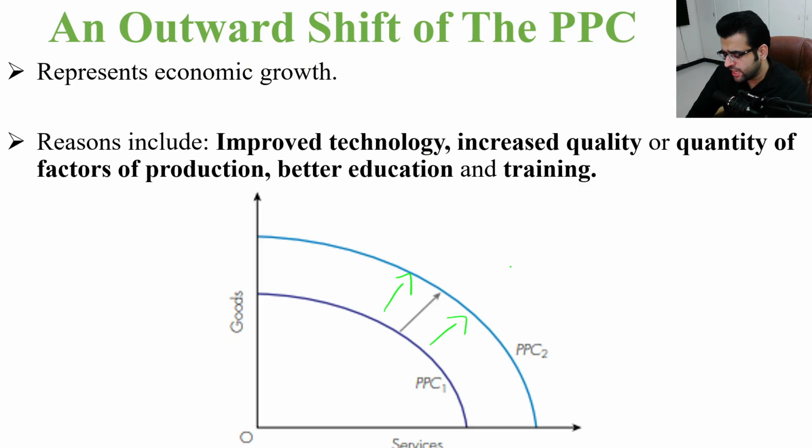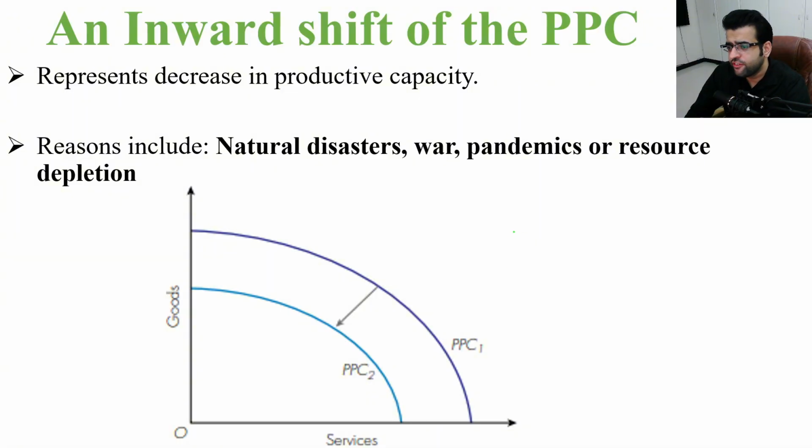The opposite scenario is shift inwards towards the left. Now shift outwards towards the right was a good thing for the economy. Our productive capacity was increased. But here, this is negative for the economy. It represents a decrease in productive capacity. So this is not us moving towards an idle point. This is a permanent decrease in the productive capacity of our country.